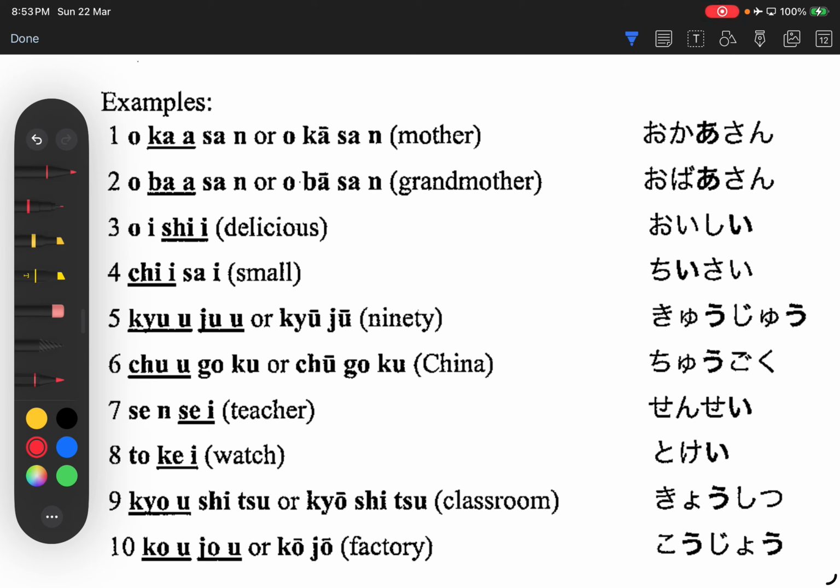So let's go for 4. Chiisai. So double long sound. Chuugokugo. Okay, sorry, there's no go, but the last go is just a. You will see the go again next time, but for now, chuugoku. Sensei. Tokei. Kyoushitsu.